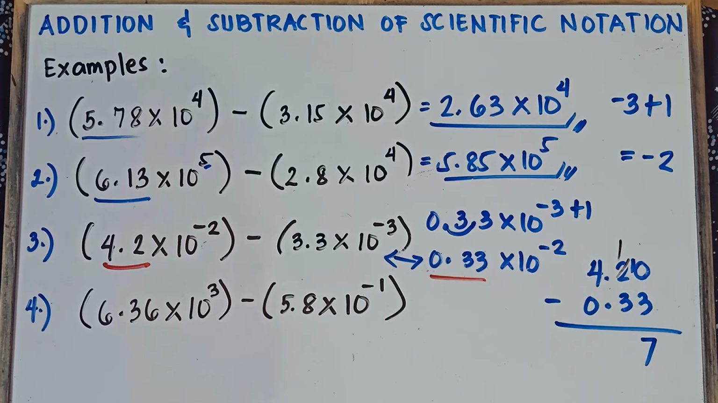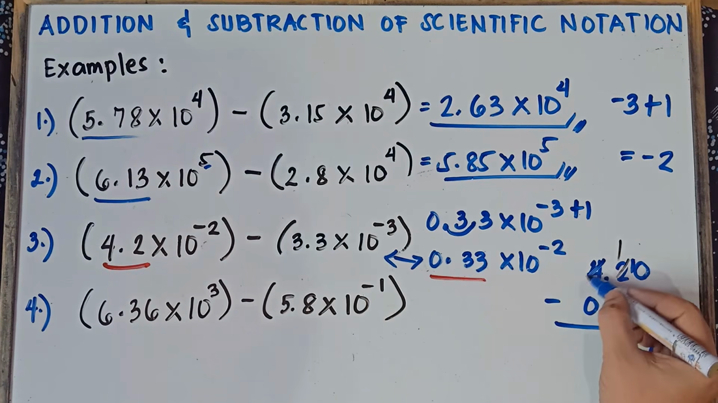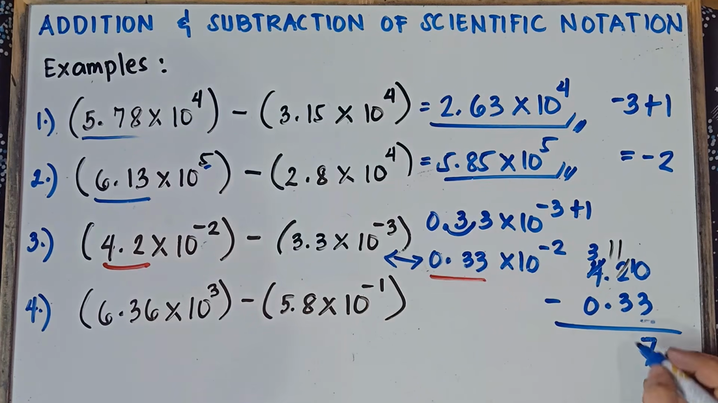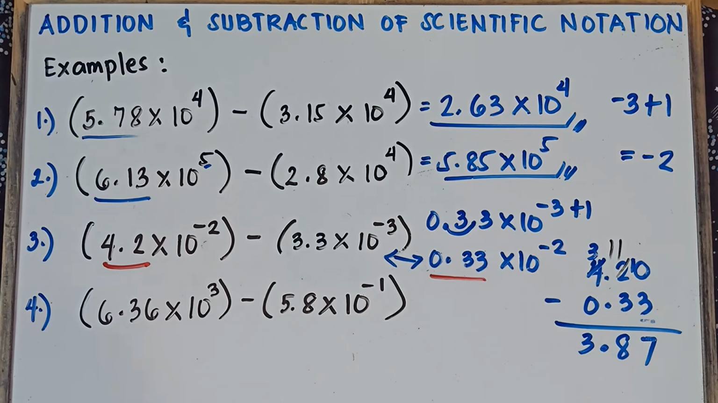1 minus 3, that cannot be. We need to borrow 1. This 4 becomes 3. And then this 1 becomes 11. So 11 minus 3, that's 8. Copy the decimal point. 3 minus 0, that's 3. That's it, class. That's the answer with regards to example number 3.